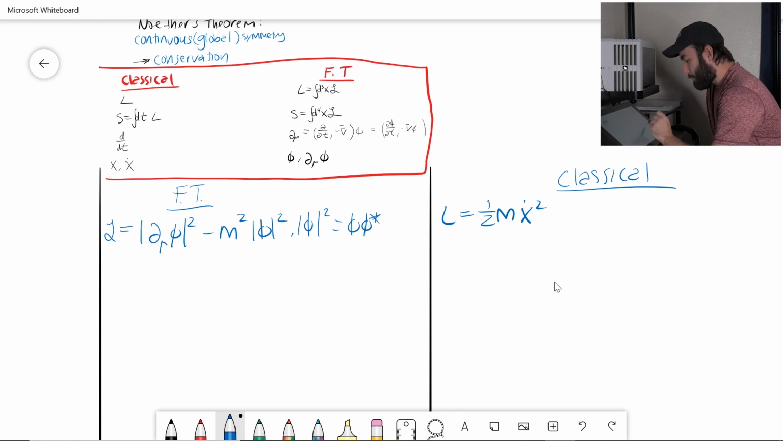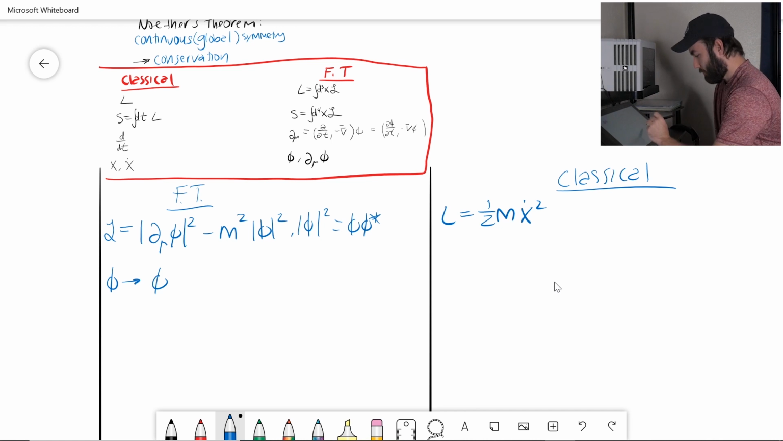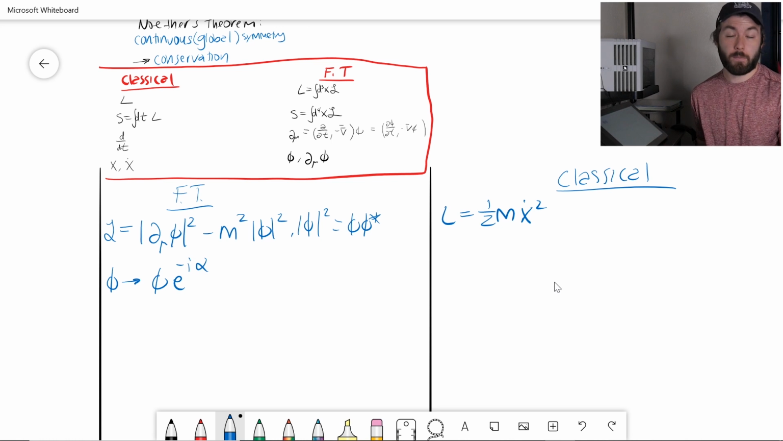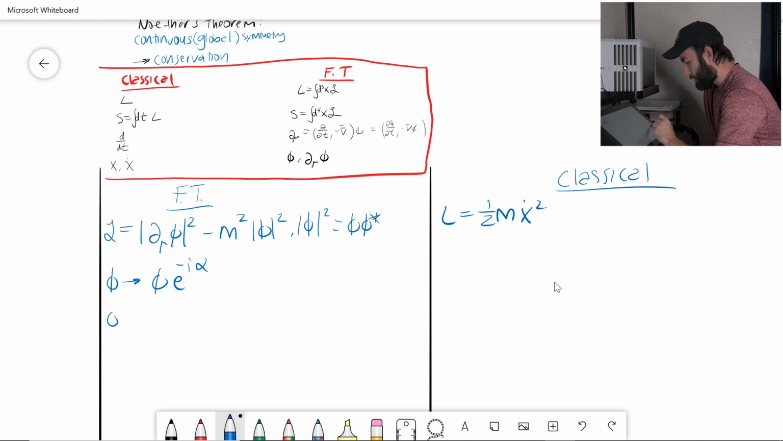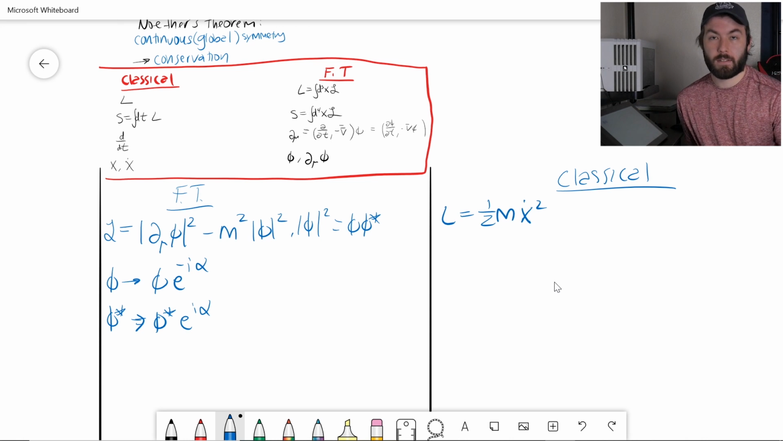Okay, so as an example, I could do a transformation where my field becomes the original field maybe times a complex phase. So we have e to the minus i alpha, where alpha is a real number. Similarly, the conjugate field would go to the original conjugate field times e to the i alpha. So if this is a symmetry transformation, if this is a continuous symmetry, then the Lagrangian should be left unchanged.